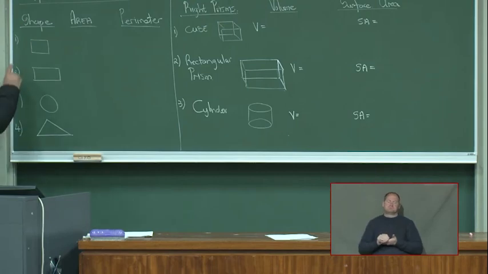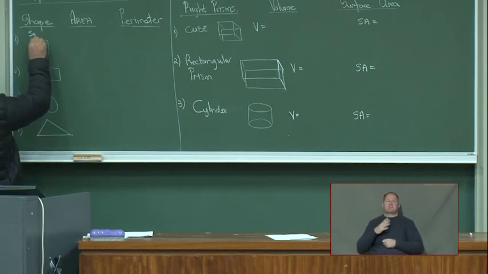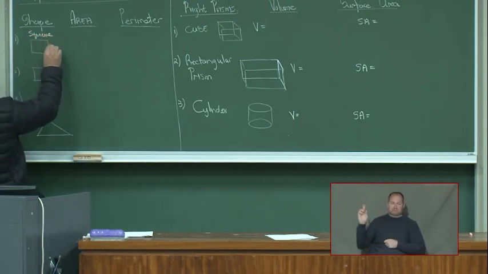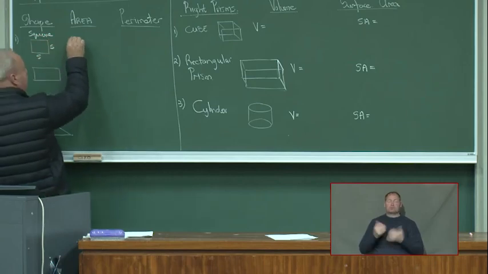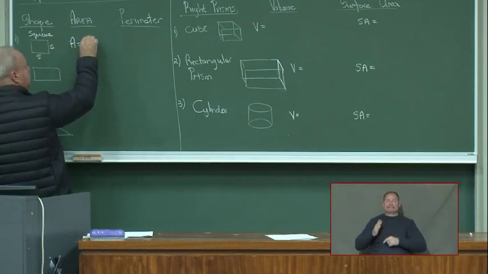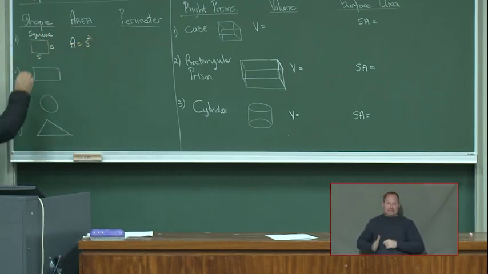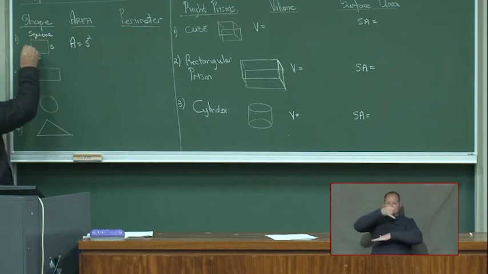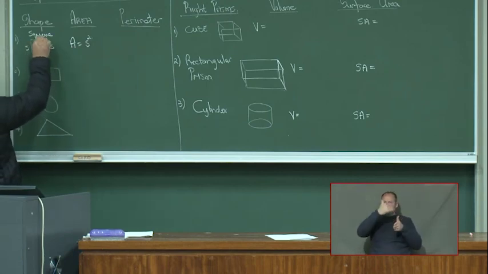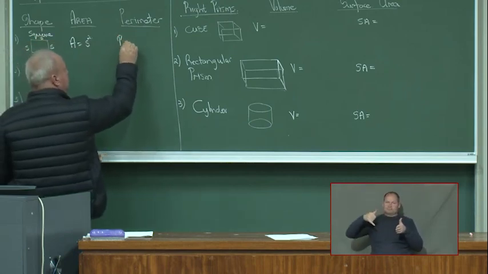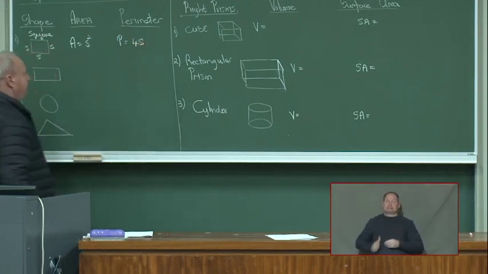Right, people, this here is a square. A square is side times side, so the area is equal to side squared. The perimeter is the outside edge, so it is side plus side plus side plus side. So the perimeter is equal to 4 times side.